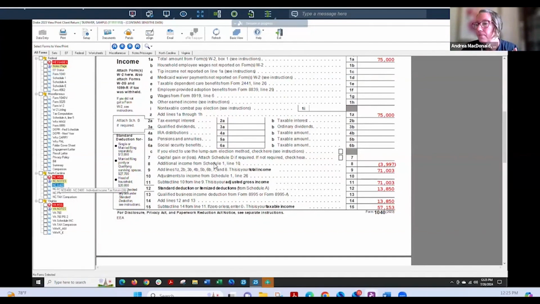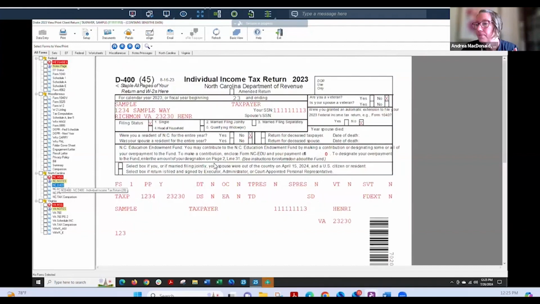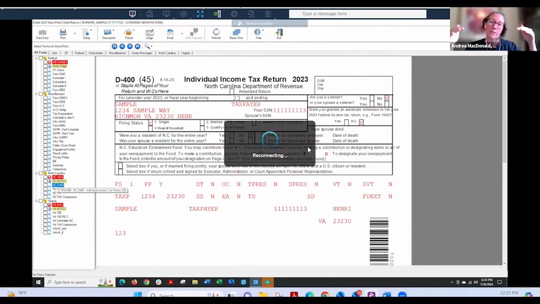The return, and let me jump to the second page because their scrolling doesn't work so great. Maybe I'll jump to the second page. My computer doesn't freeze. The return, when we get to that page, is going to list the federal adjusted gross income at the top of the North Carolina return. It's going to list any other deductions, subtractions. It's going to subtract out North Carolina.